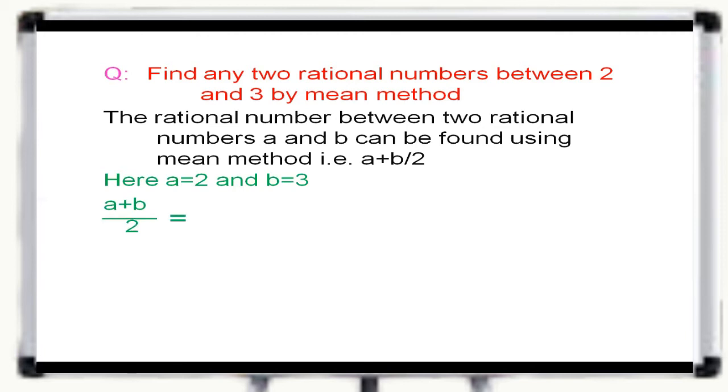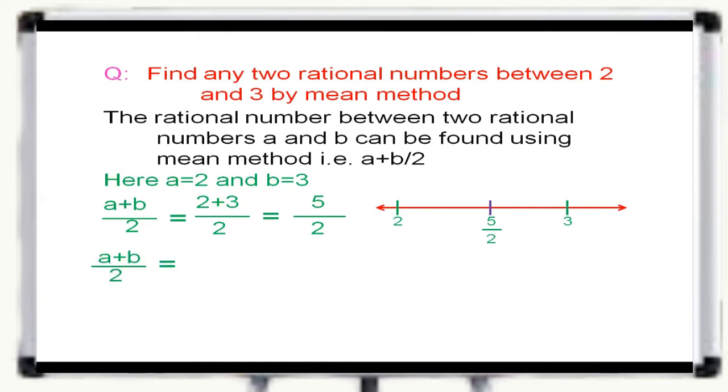The mean is A plus B by 2. That means 2 plus 3 by 2. That means 5 by 2. We can show 5 by 2 on the number line also. The given numbers are 2 and 3. The number between them is 5 by 2. Then we have to find another number, A plus B by 2 again.